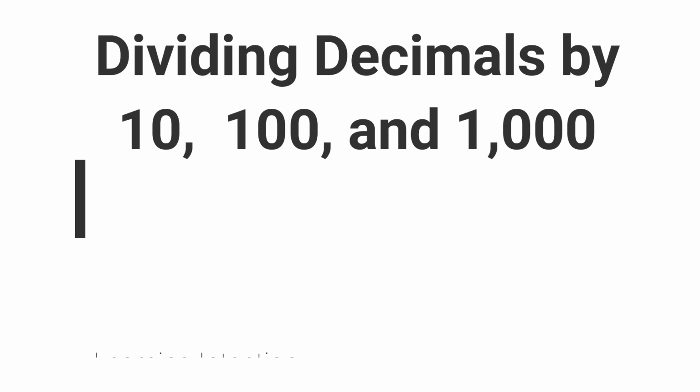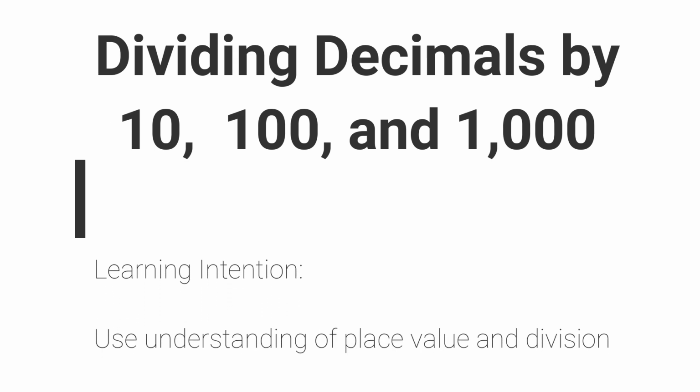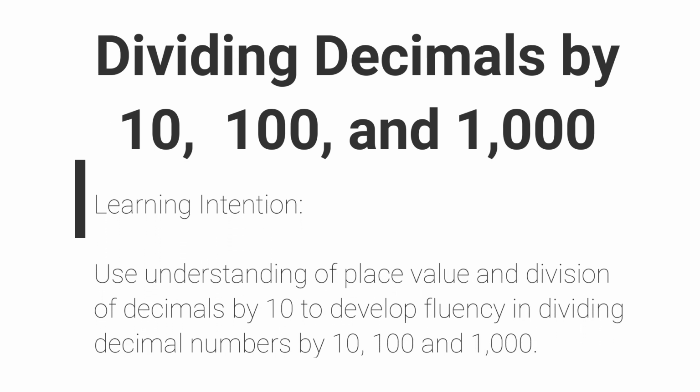Welcome back, Year 5. In today's math lesson, we're going to continue working on dividing decimal numbers. But instead of just doing it by 10, today we're also going to be dividing by 100 and 1,000. Once you've mastered the trick of multiplying decimals by these numbers, it's really easy to do the division because it's just the opposite. So our learning intention today is to use our understanding of place value and division of decimals by 10 to develop fluency in dividing decimal numbers by 10, 100, and 1,000.